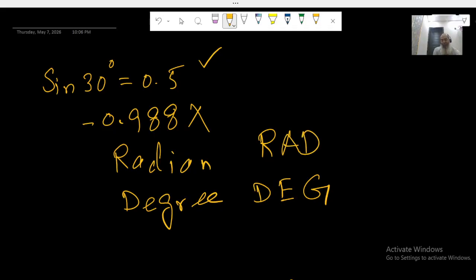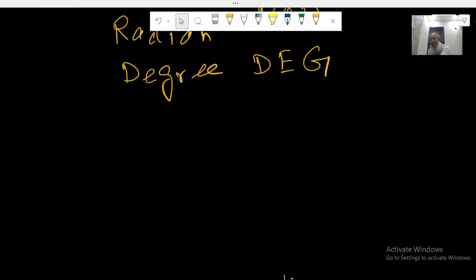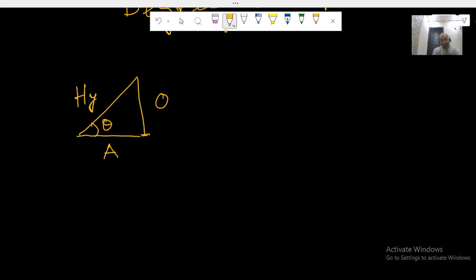The second error is wrong opposite and adjacent sides, because in a triangle we know that there are three sides. If we draw this angle theta, one side is opposite to the angle theta, and the other side is adjacent. This is the hypotenuse, which is opposite to the right angle.